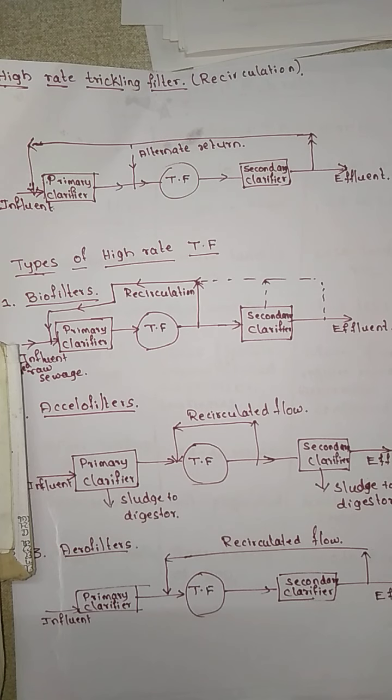First reason is recirculation is going to allow the dosing of the filter irrespective of the fluctuations in the flow. Even though fluctuations are there, continuous dosing is going to be applied. That is the reason why we are going to have the recirculation. It is going to equalize and reduce the loading, and thereby it is going to increase the efficiency.